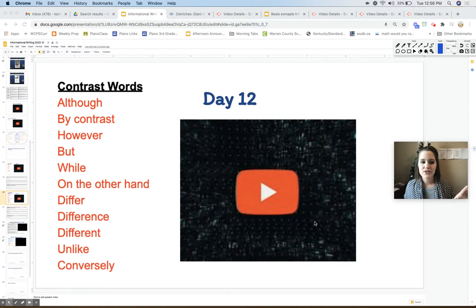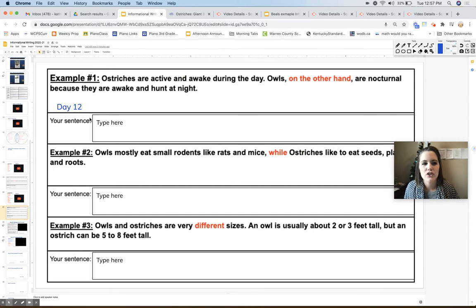Okay. And so here are some contrast words we could use in our sentences that let readers know, hey, this is a difference. This is a contrast. So you could use although, by contrast, however, but, while, on the other hand, differ, difference, different, unlike, conversely. There are more, but these are some that you might use. Okay? So what you're going to do today is your day 12 contrast sentences. And I've written 3 as an example for you.